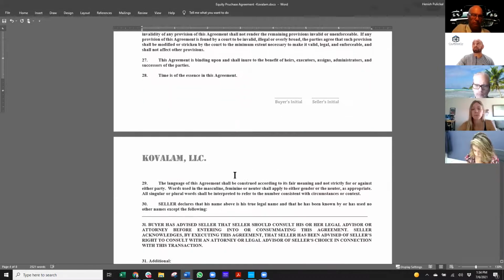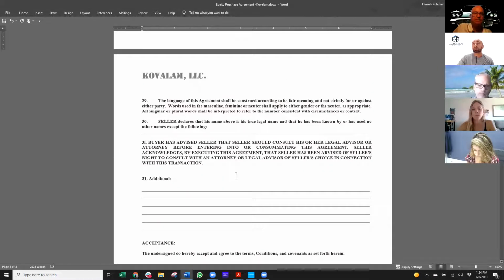Number 28. 29, the language of this agreement shall be construed according to its fair meaning and not strictly for or against either party. It's gender neutral, as appropriate, singular or plural shall be interpreted to refer to the number consistent with the circumstances or context. Basically saying that, hey, if I say something's plural and it turns out to be singular, well, you get it.